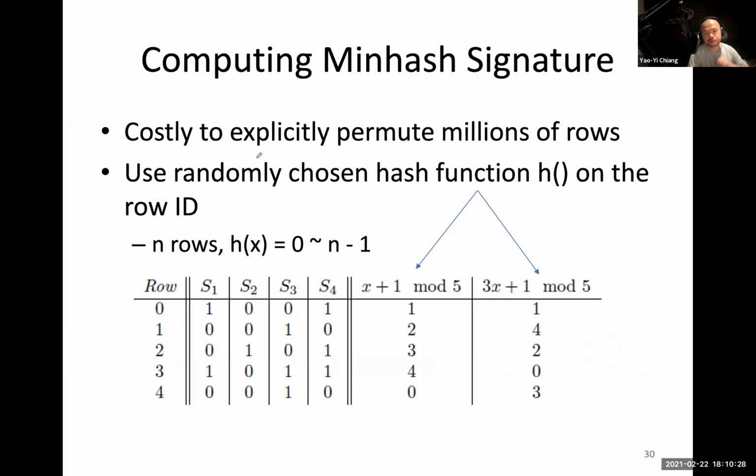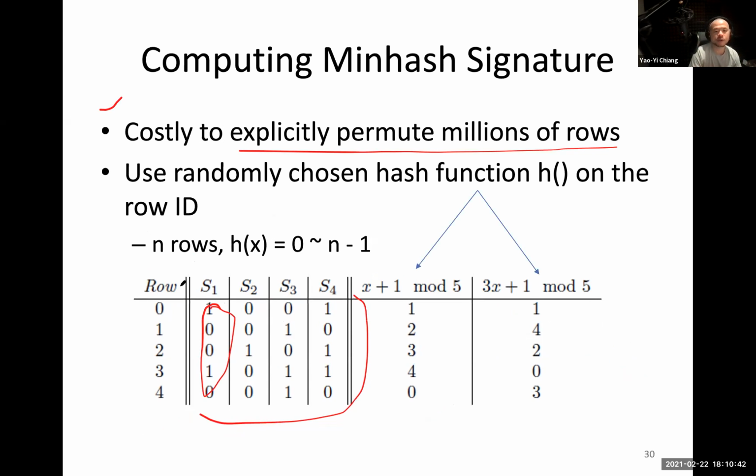But how do we do this? It's really costly to permute millions of rows, right? That means you're going to take all these numbers and you're going to shuffle them in some way, and you're going to process this large table to do the shuffling. Well, we say large because in reality, you can have millions of documents and you can have millions of rows here.